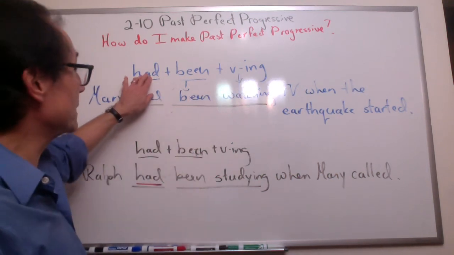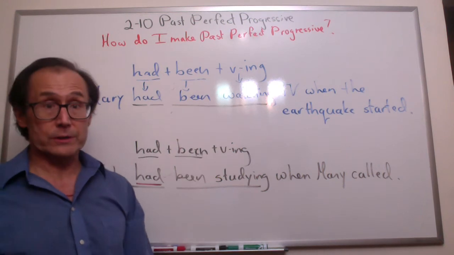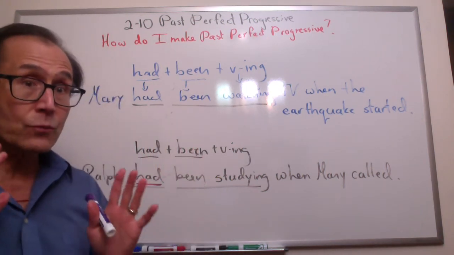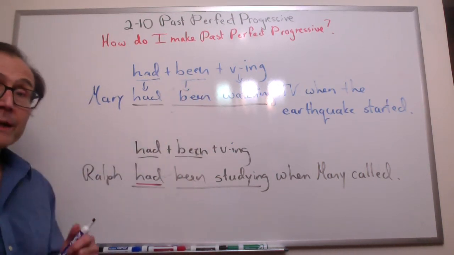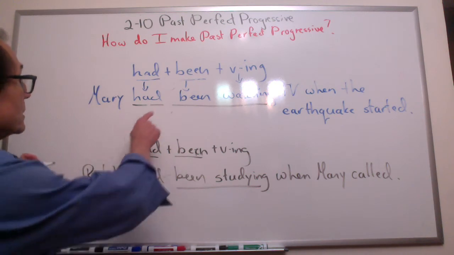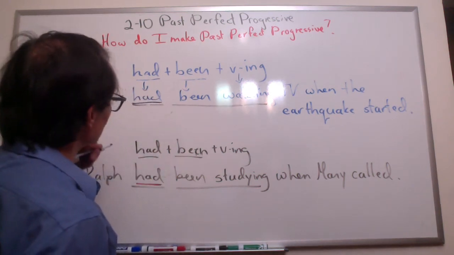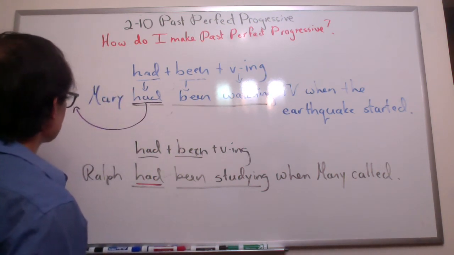It uses had, it uses been, it uses verb-ing. So it has 3 words. Any verb tense in English that has more than one word, and this one has 3, makes a question the same way. I take the first word of the verb and I move it in front of the subject.